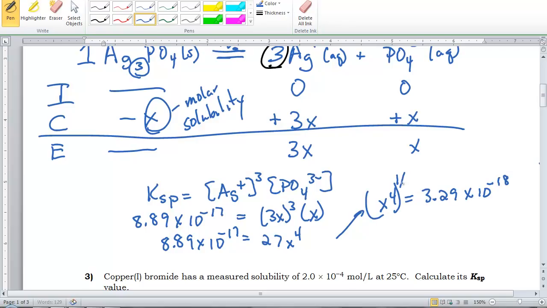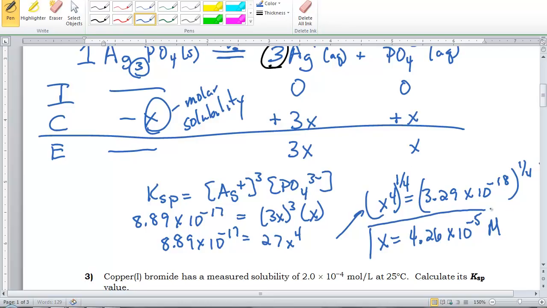Take the fourth root. Okay, now your calculator probably doesn't have a fourth root, but raise it to the power of 0.25. So that's what I'm going to do on my calculator. And let me get to scientific notation. x is 4.26 times 10 to the negative fifth molar. So that's it. That's the answer. That is the molar solubility.